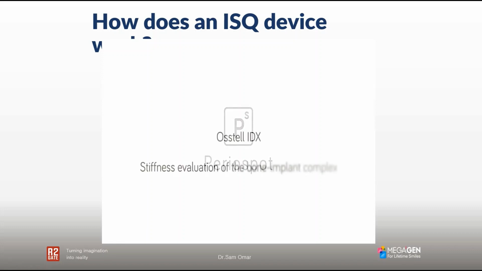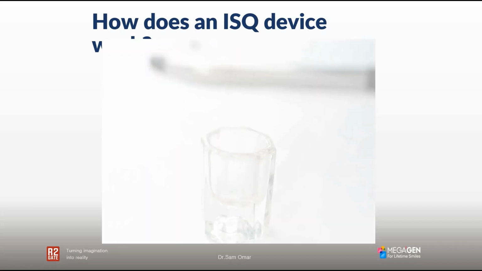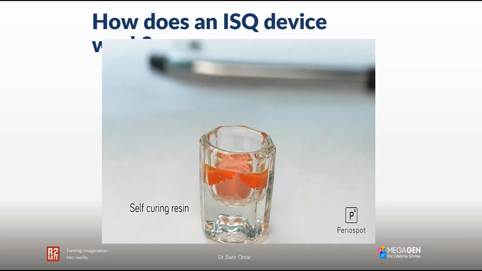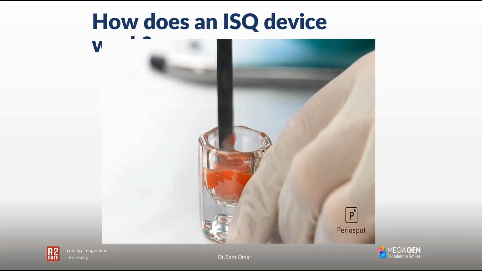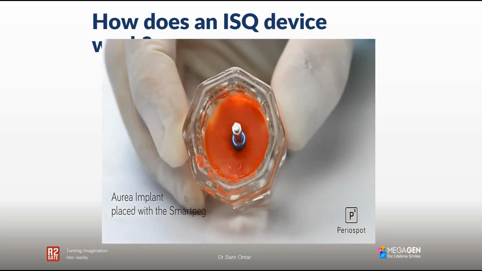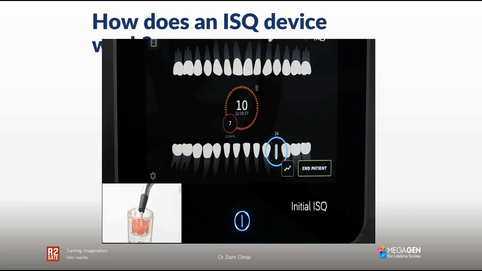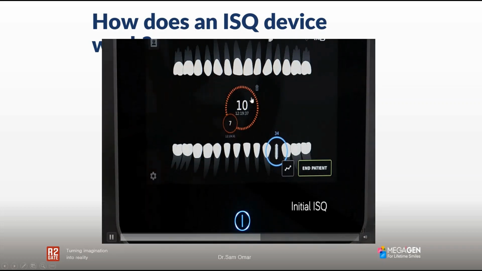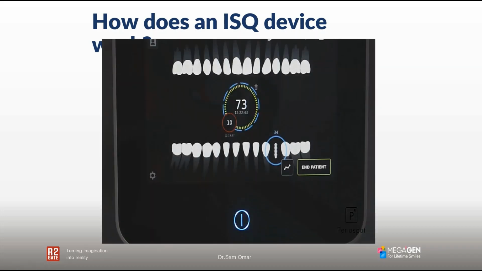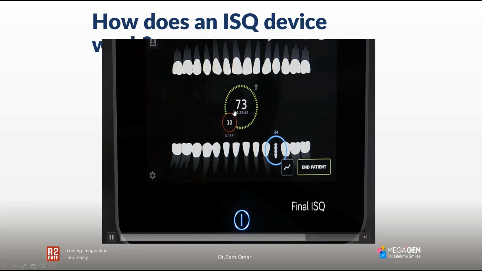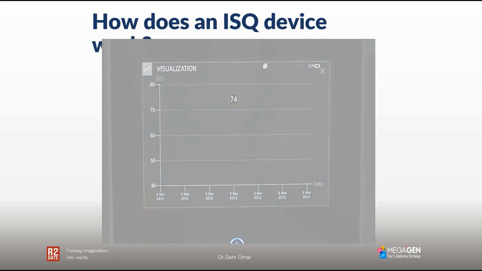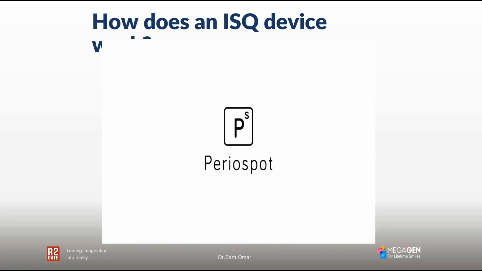I really like this video because it shows a very clear and nice representation of how an ISQ device works. So what we'll use now is some self-curing resin in the form of powder, and I'll mix that powder with the monomer. While the material is still soft, I'll place an implant with a smart peg inside of the material. What I'll do right now is measure ISQ, and I'll find that the ISQ is only 10. But if I wait a few minutes until the material sets and I take another measurement, look how much the measurement is right now. This is the same implant, the same smart peg, but we get different numbers. And this is the idea behind ISQ.